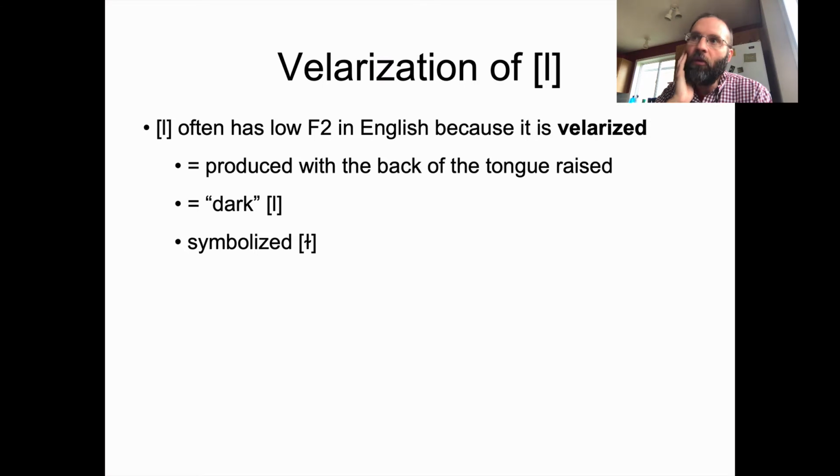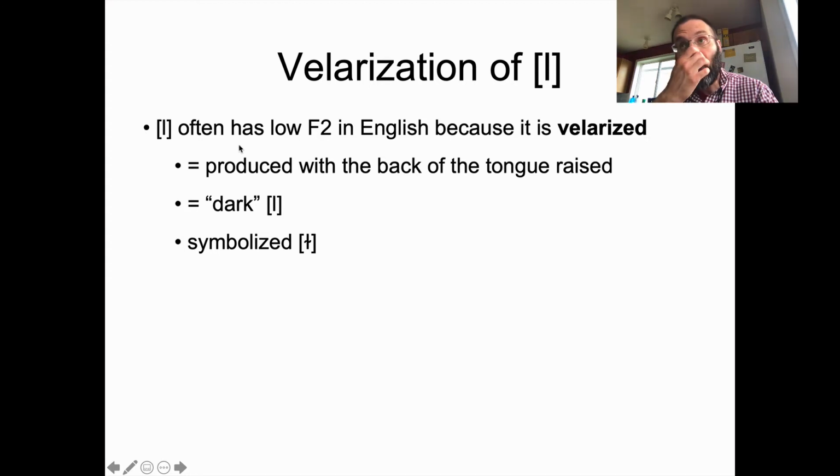Another issue you get with laterals in English is that they're often velarized, depending on the dialect, the phonological context, and also the speaker. So L, the way I produce it normally, is going to be velarized, which means that the back of the tongue is going to be raised as it's produced. We call this a dark L for sound symbolic reasons, and it's symbolized as an L with a little tilde in the middle of it.